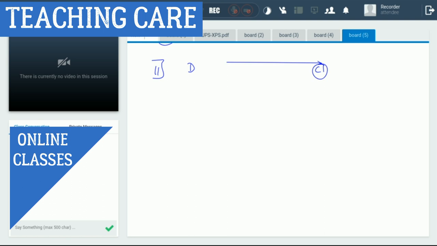12th one. An atom of silicon in its ground state is subjected to a frequency of light that is high enough to cause electron ejection. An electron from which subshell of silicon would have the highest kinetic energy after ejection? So silicon, atomic number 14: 1s2, 2s2, 2p6, 3s2, 3p2. So it will be 3p.